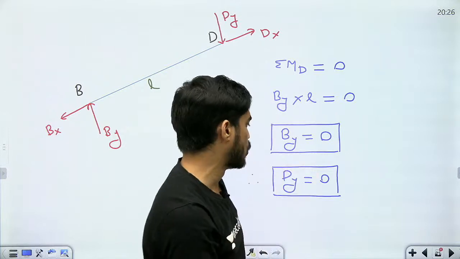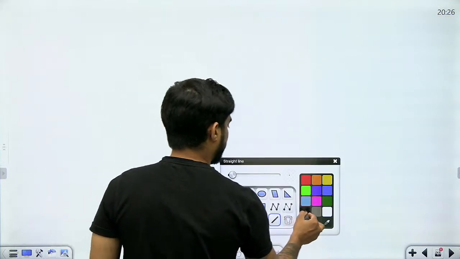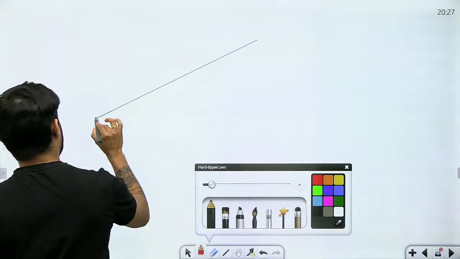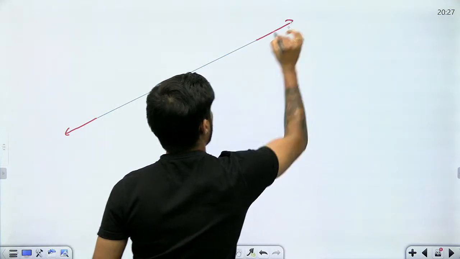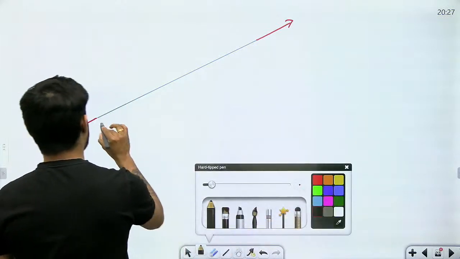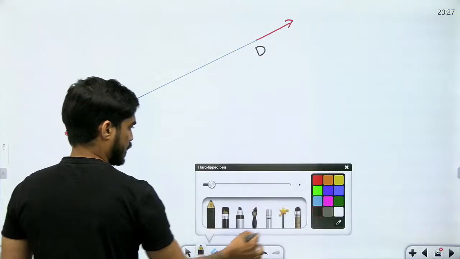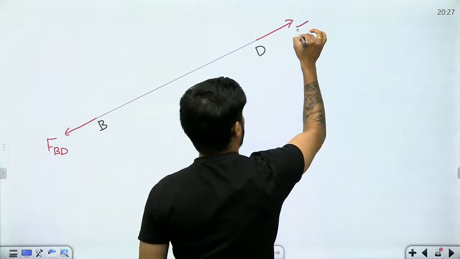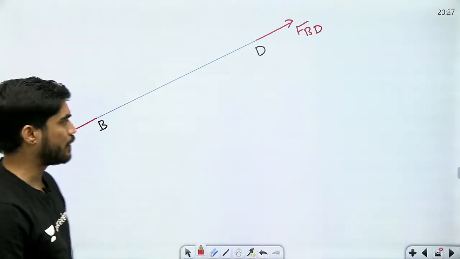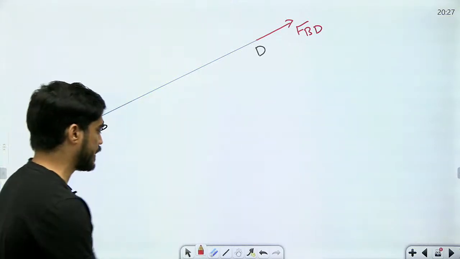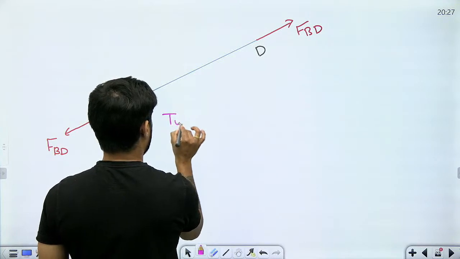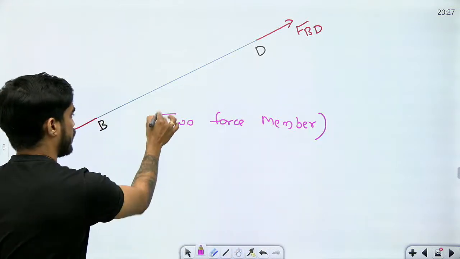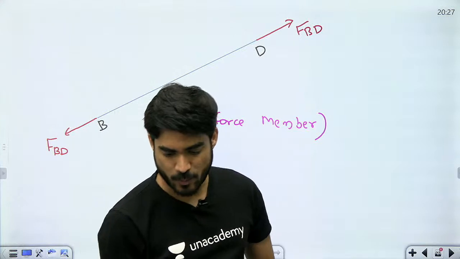Is this clear to you? Is it becoming clear that BD is a 2 force member? It is a 2 force member. It is not a multi-force member. I will call it FBD, like we used to take this nomenclature in truss, right? Force in BD was called FBD. So this is a 2 force member. Is this point clear?